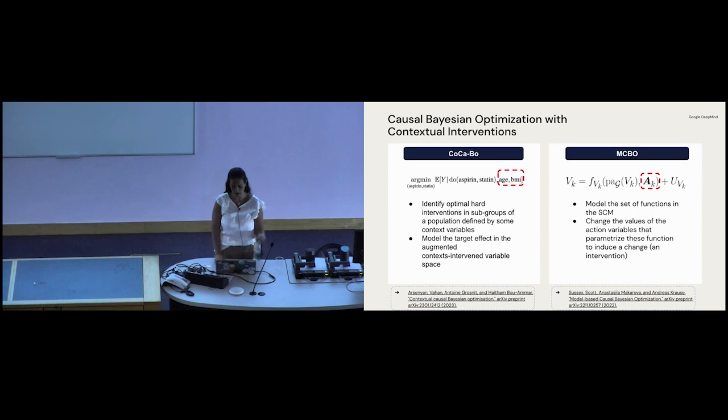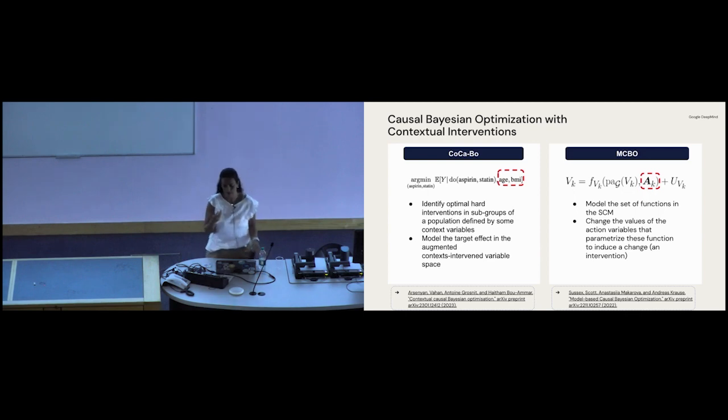This is a problem that has been analyzed just this year, or in the past 2 years maybe, by these two papers that I've added references for. The first one is called Contextual Causal BayesOpt, which is CoCaBO. The idea is that they use exactly the same example, and they say that what you should do is solve an optimization problem with hard interventions, but for a conditional target effect. So instead of having the expectation of y given do of aspirin and statin, you should condition on age and BMI, and for every value of age and BMI, you should find the right intervention.